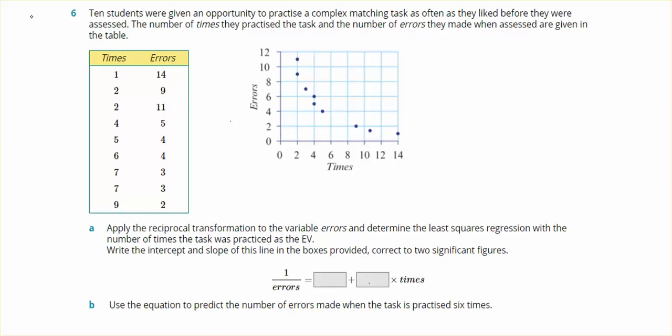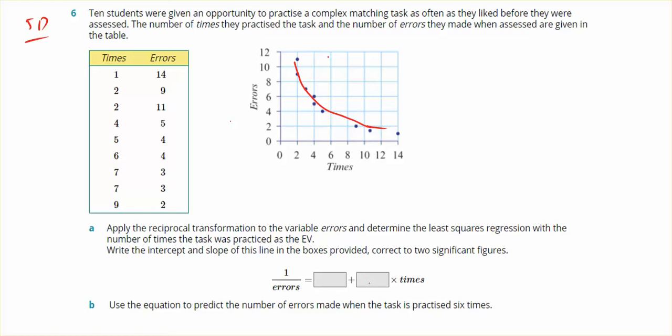For Year 12 Further Maths, we're going to look at exercise 5D, question number 6. Okay, so this is another question where we're asked to do a reciprocal transformation. Now, we're given some raw data, and the scenario is the more times you practice, the less errors you're going to make, which is shown in this non-linear graph. So, the more times you practice, the error rate goes down.